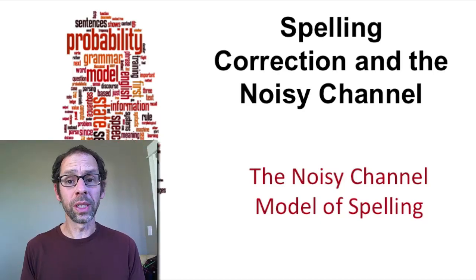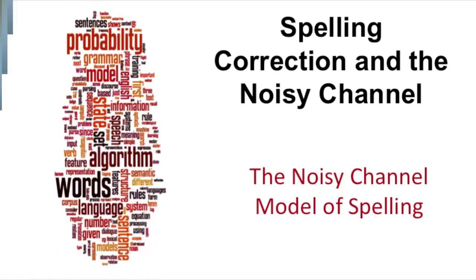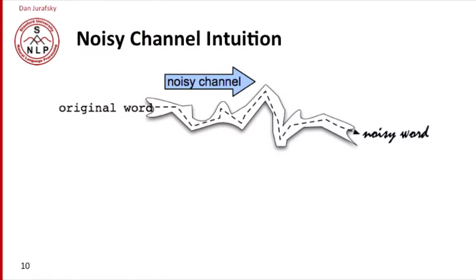Let's introduce the noisy channel model of spelling. The intuition of the noisy channel, when it comes up throughout natural language processing, is that we have some original signal, let's say it's a word, and we imagine that it goes through some channel. The idea was originally invented for speech, where you talk into a tube or we go over some kind of telecommunications line, and the word is distorted. And so what comes out from the original word is some noisy word.